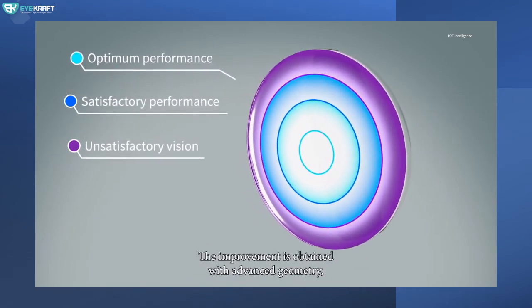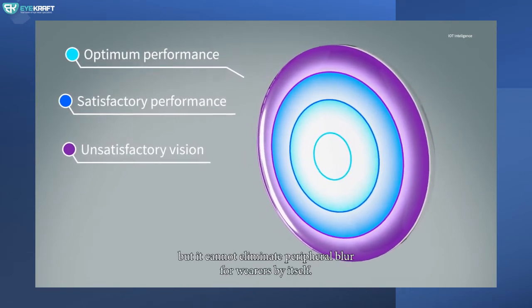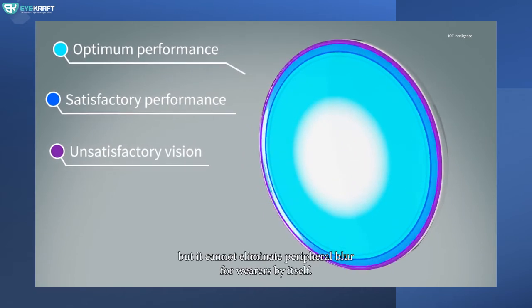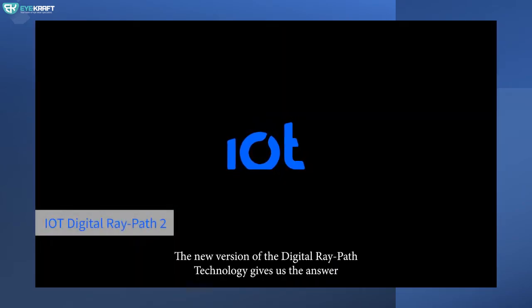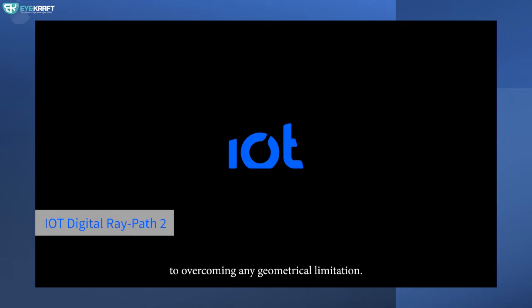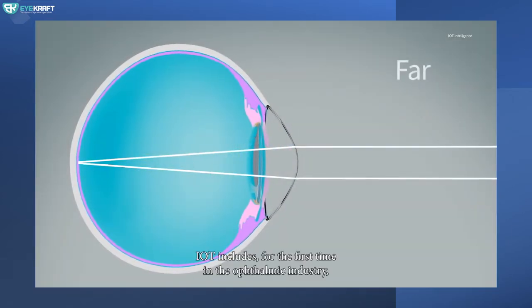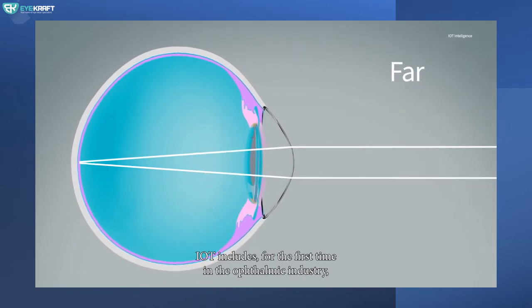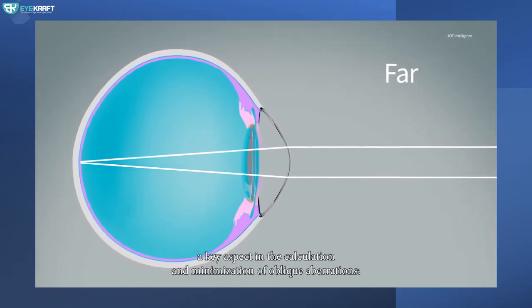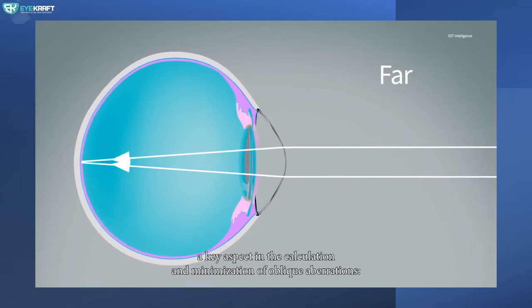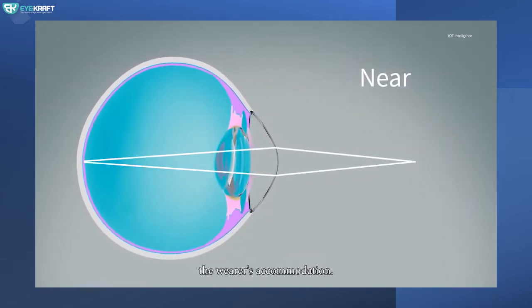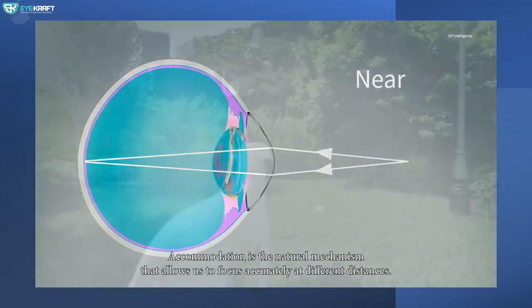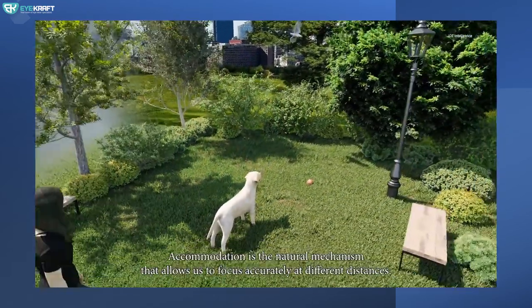The improvement is obtained with advanced geometry, but it cannot eliminate peripheral blur for wearers by itself. The new version of the digital ray path technology gives us the answer to overcoming any geometrical limitation. IoT includes, for the first time in the ophthalmic industry, a key aspect in the calculation and minimization of oblique aberrations, the wearer's accommodation. Accommodation is the natural mechanism that allows us to focus accurately at different distances.